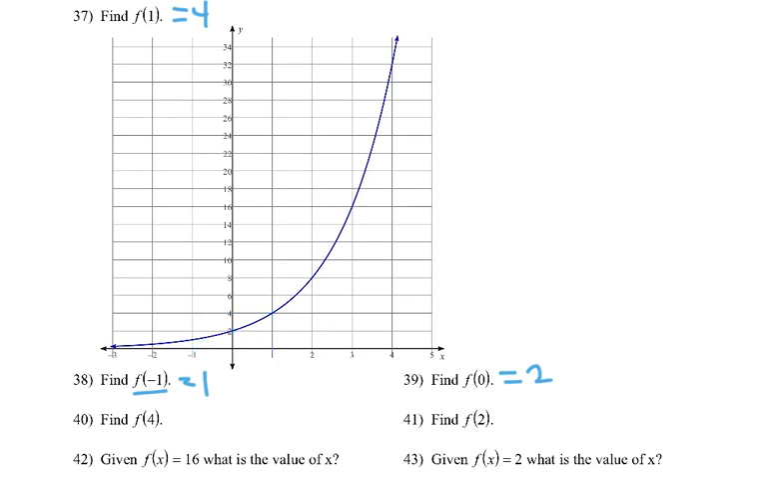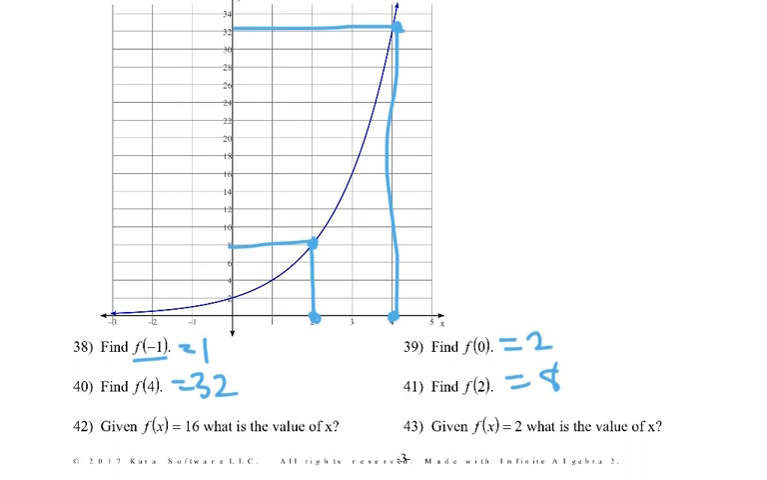F of 4, clear over here at 4. Go up to where my graph is. Where's my graph hitting? The y value is 32. And f of 2. F of 2 goes up, y value is 8.